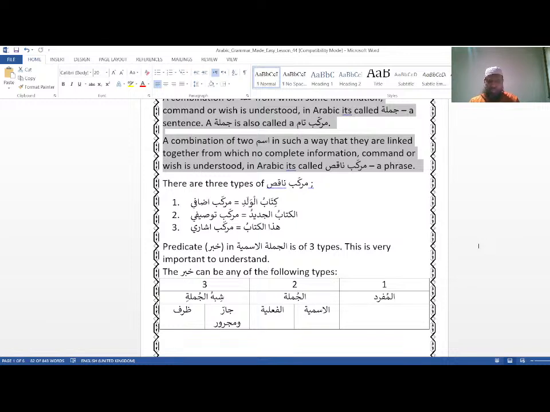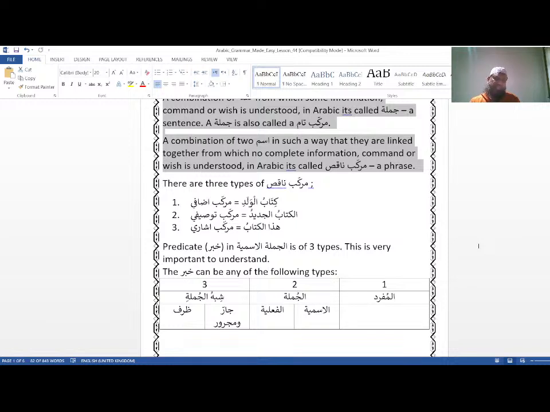Khabar can be al-mufrad, khabar can be al-jumla, and that jumla can be al-jumla ismiya, and it can be al-jumla fi'liya. Khabar also can be shibhul jumla. What is shibhul jumla? When a phrase of jar and majroor, and dharf. Jar majroor and ظرف.